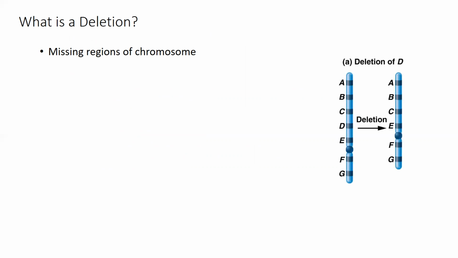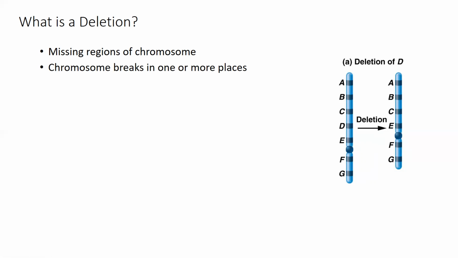So let's go through these different alterations. What is a deletion? Deletion, as the name suggests, is missing regions in a chromosome. So if you have a chromosome with A, B, C, D, E, F, G, when a deletion occurs, it could be like A, B, C, E, F, G, right? So D gets lost when this occurs.